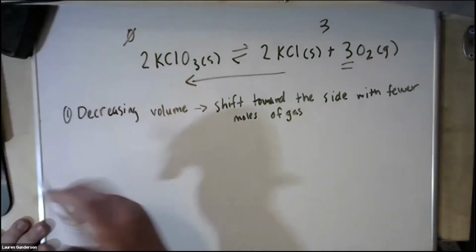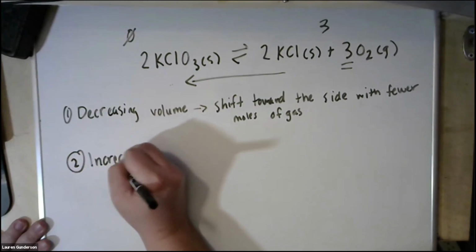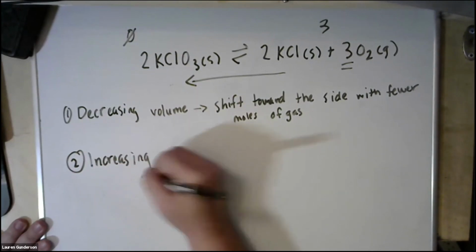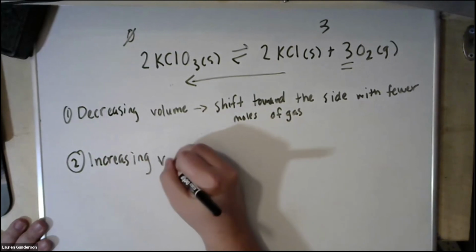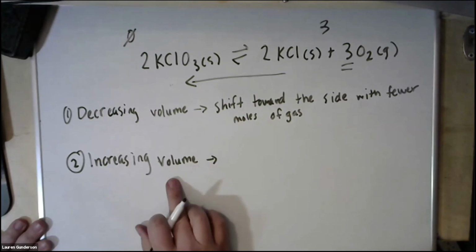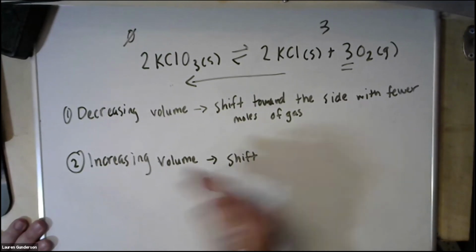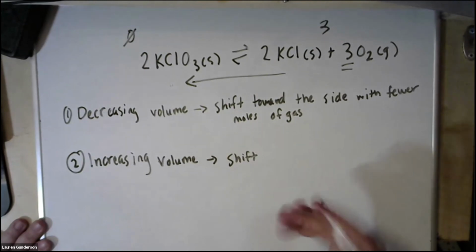Now the second part of this says, what if we increase the volume? Well, then we're looking at the opposite situation. When we're increasing the volume, that means that we have more space, and the reaction is going to shift towards the side that has more moles of gas present.